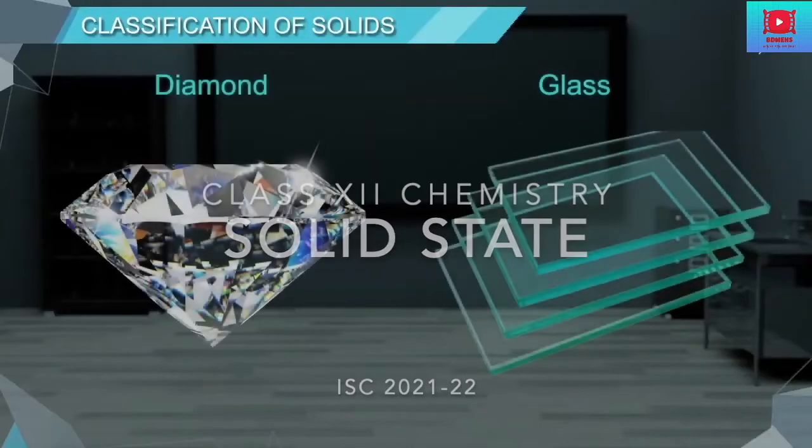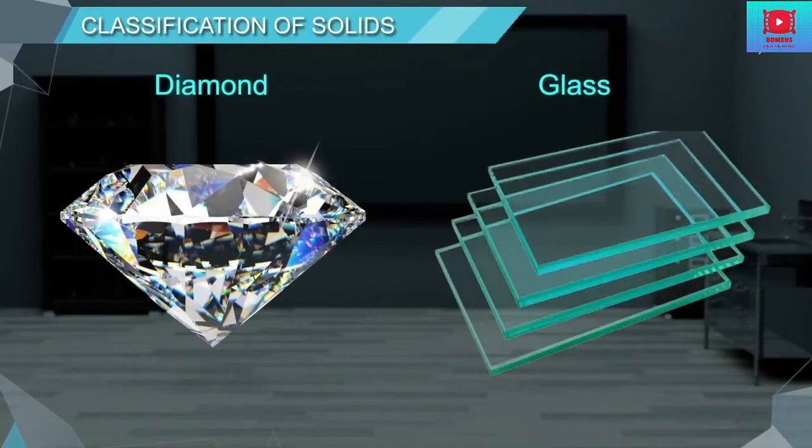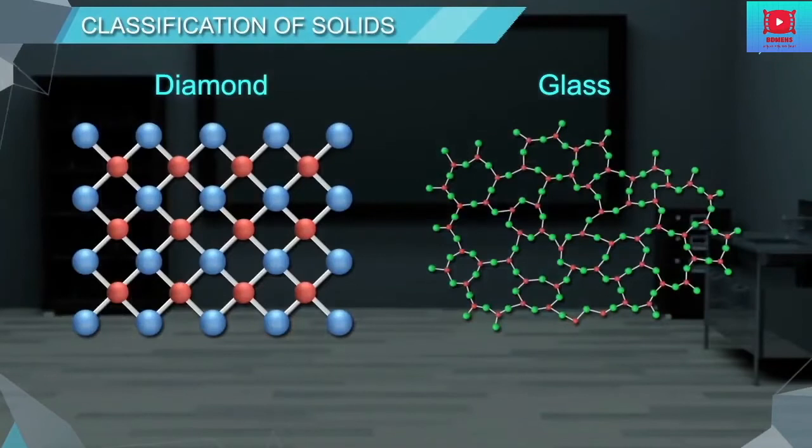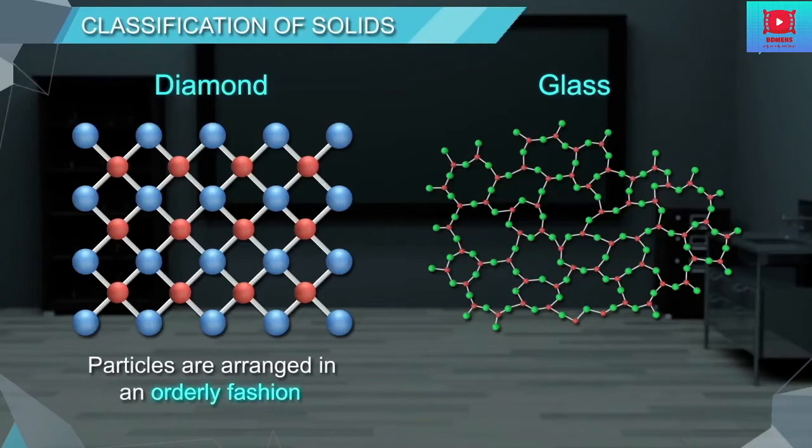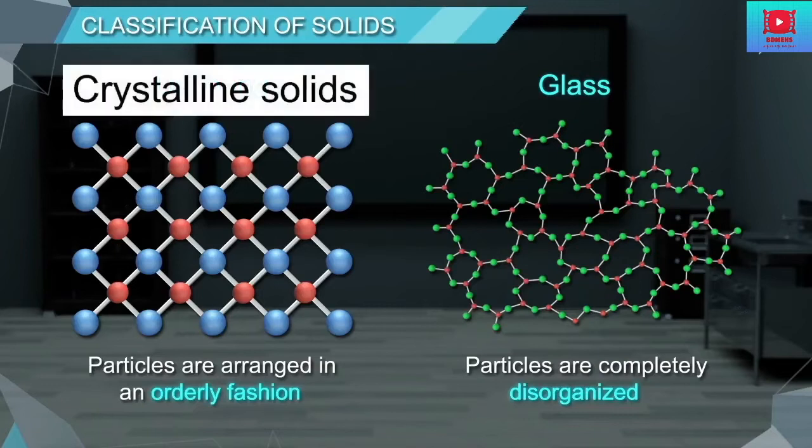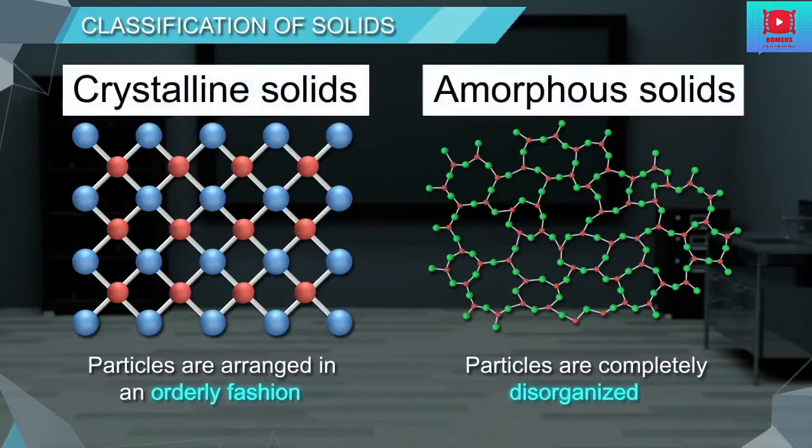If you look at the diamond and glass, we can see that both are solids. But if you look at them at a microscopic level, we can see that there is a difference in arrangement of constituent particles. In diamond, the particles are arranged in an orderly fashion, whereas in glass, they're completely disorganized. Based on the order of arrangement of constituent particles, the solids are mainly classified into two types. They are crystalline solids and amorphous solids.